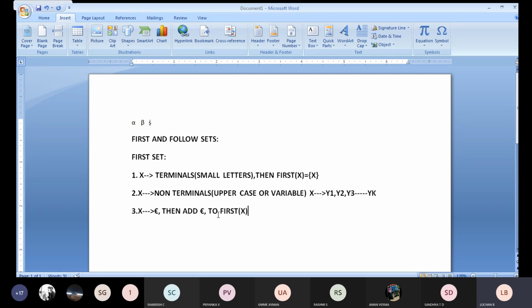First, whenever it is a terminal, whenever it is a small letter, first of X is whatever the terminals you are going to get. If it is a non-terminal, or with respect to the uppercase letter, we will be following which set you will be getting the terminal part, and we will be substituting in that particular case. Third, if it is an epsilon, we will be adding epsilon to the first. So we will solve the problem.